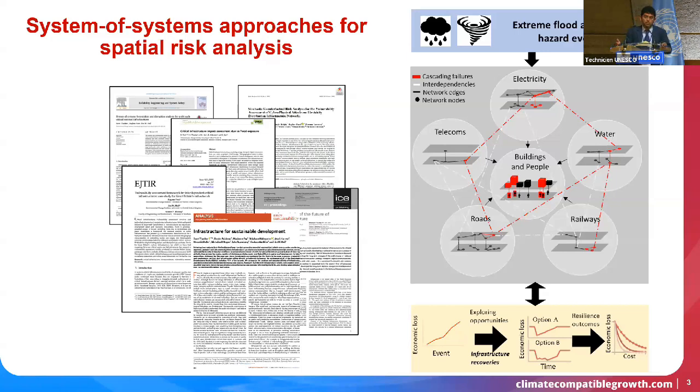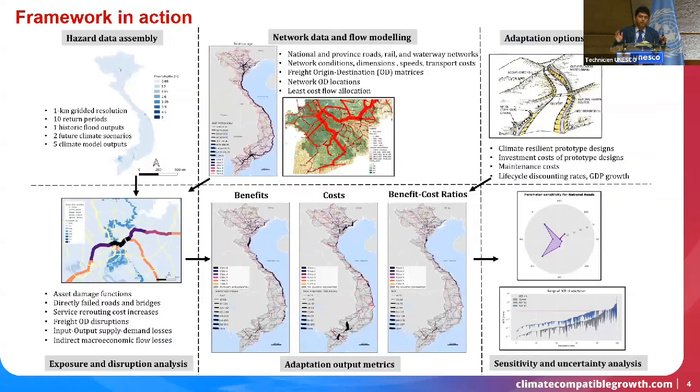Our research showed that infrastructures are intrinsically linked to 72% of the targets and goals across all the SDGs. So they are everywhere. Just in the interest of time, since I only have 6 minutes, here is a framework in action, and this is one pictorial representation of how we've developed it. We have done a study in Vietnam, which I just want to share.